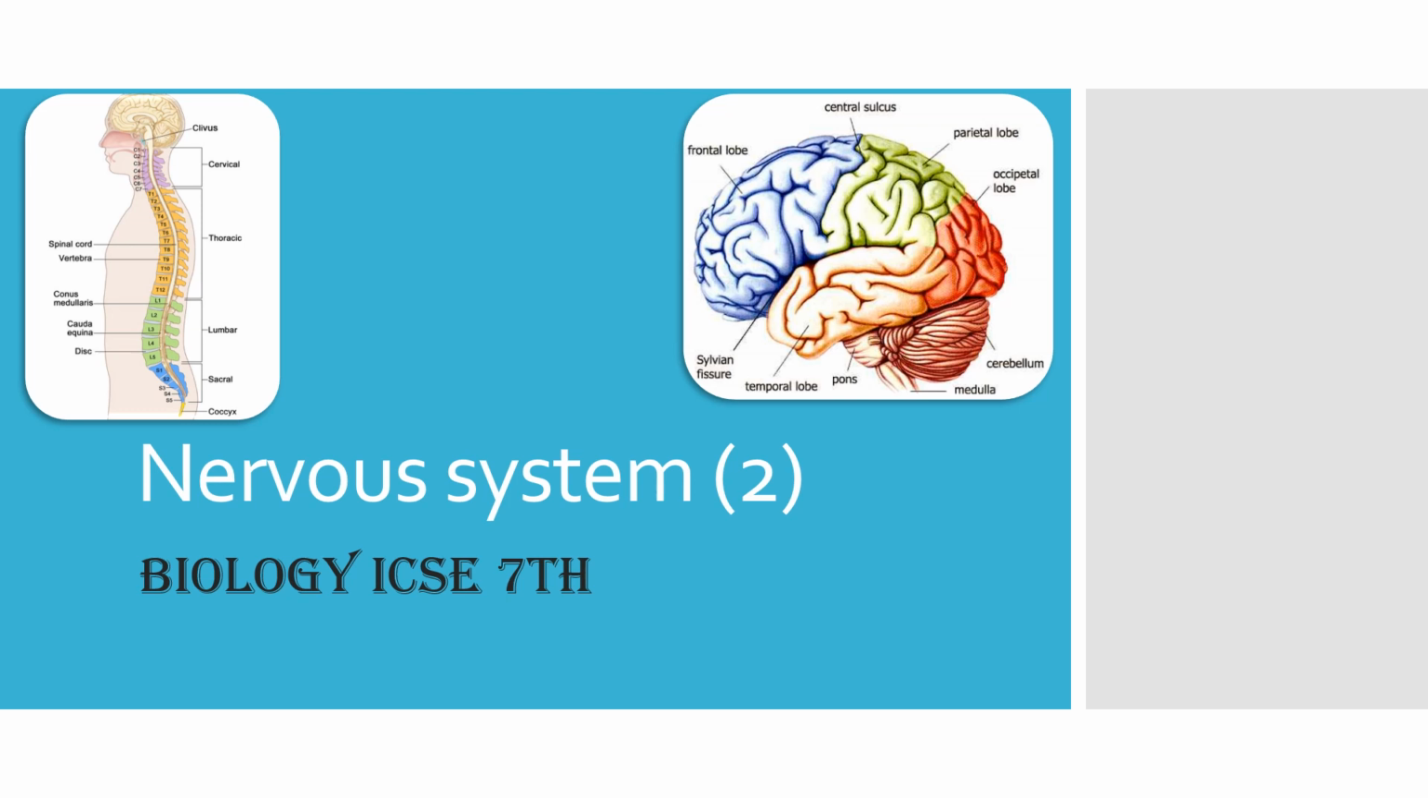So this is the nervous system part 2 for 7th biology ICSE. In the previous episode, part 1, I've already discussed the types of nerves, synapse, stimulus, response, as well as the structure of the neuron in detail with a labeled diagram. So please go through that lesson first so that it will be easier for you to learn this lesson, that is the second part of nervous system. So let's get started without further delay.